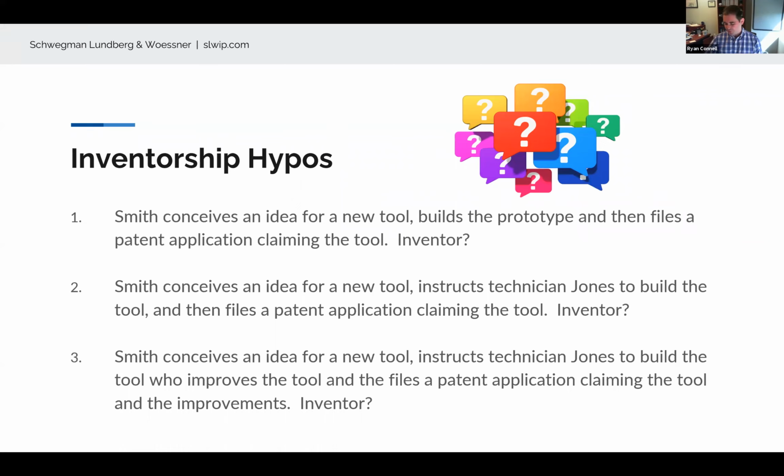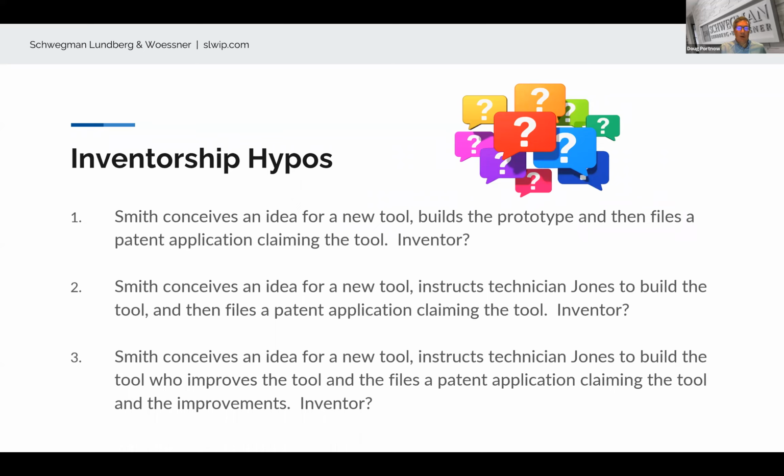Oh, it would absolutely be Smith. He conceived of the idea, even went through the step of building it, which, again, you don't necessarily have to do. And then his patent application claimed it. So iron-clad case, he's an inventor.